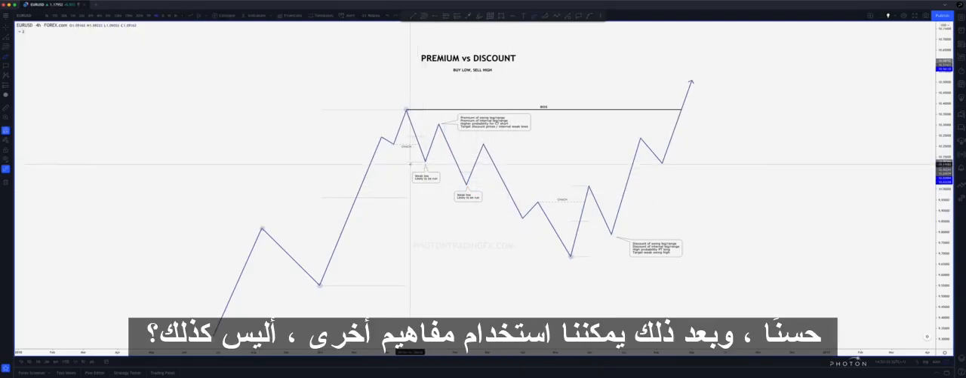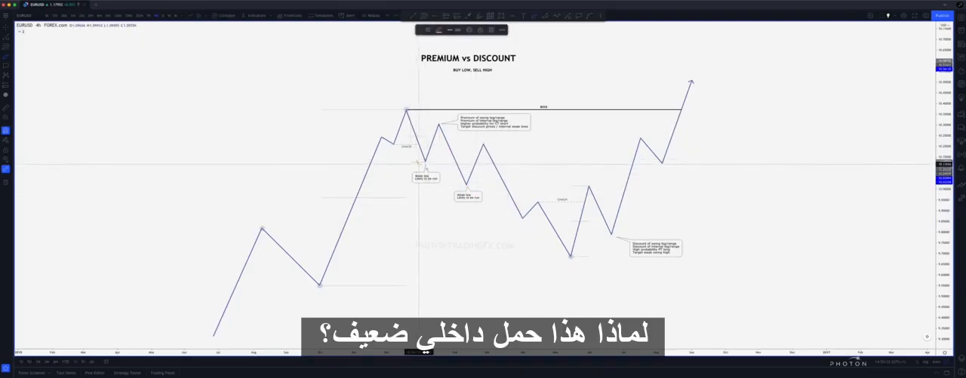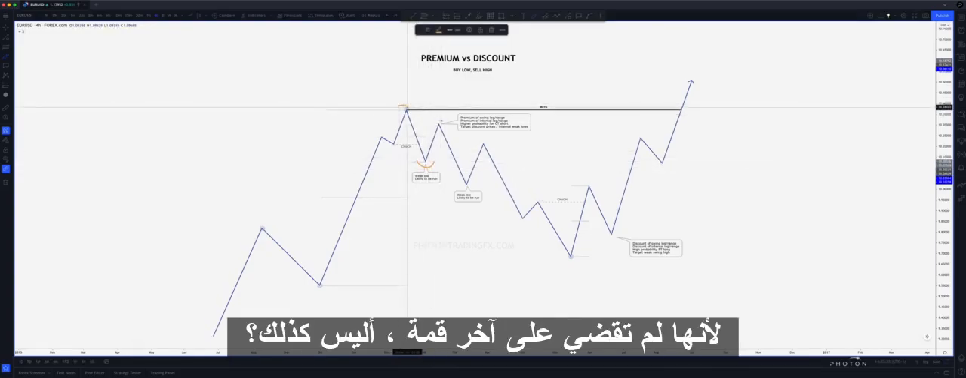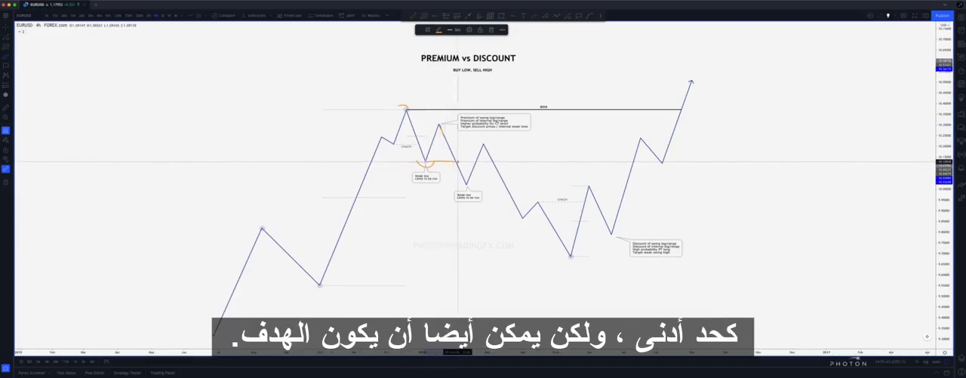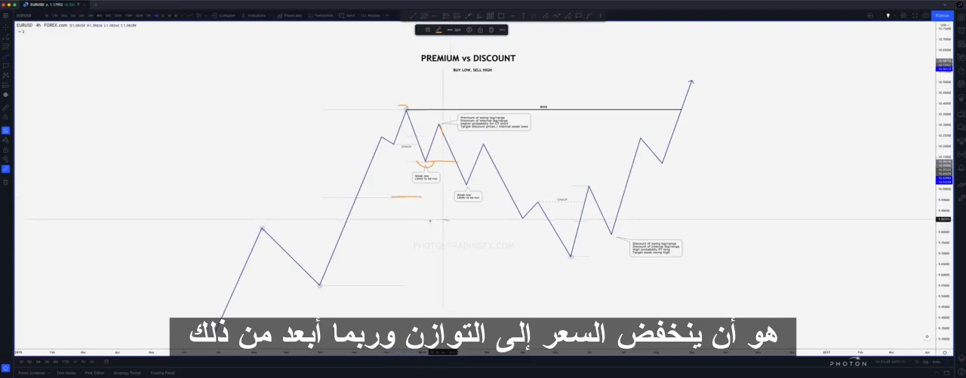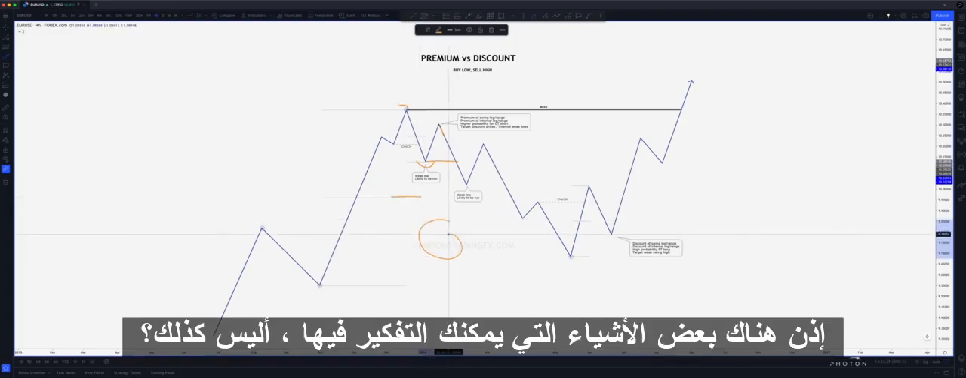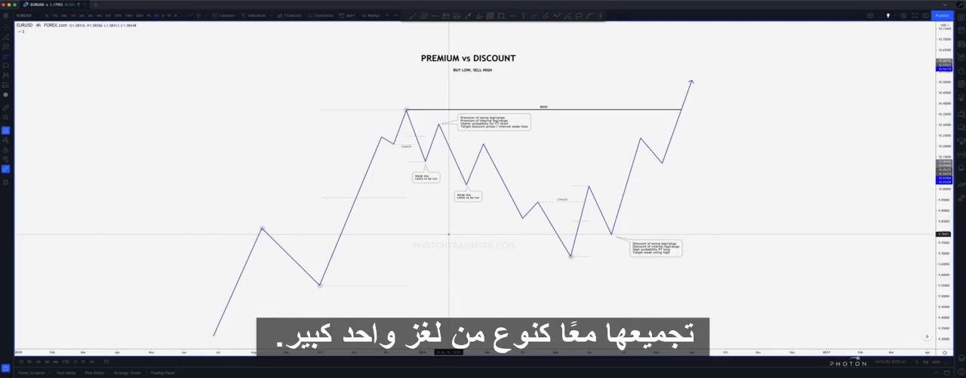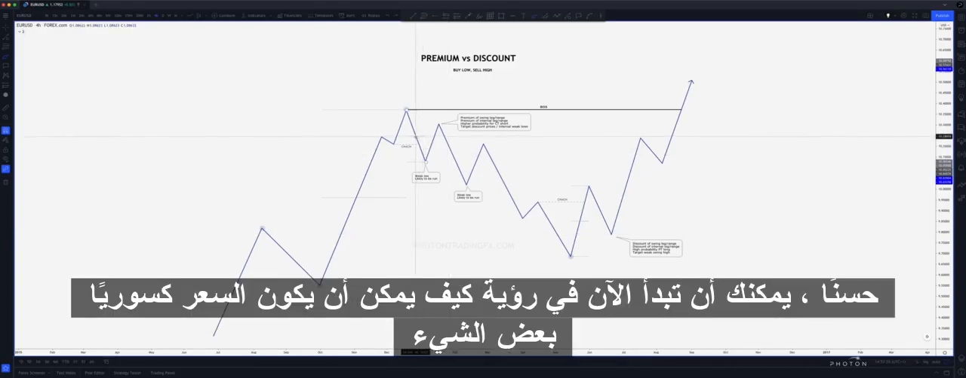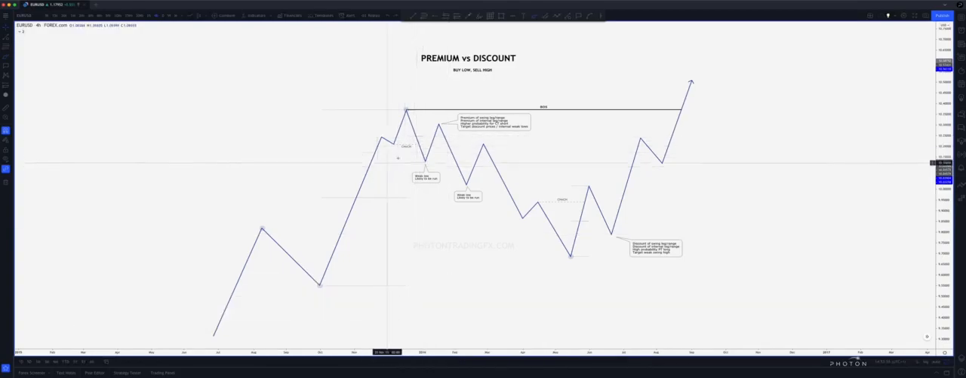And then we can use other concepts, like weak internal lows. Why is this a weak internal low? Because it never took out the last high, right? So if this starts to go down and we're short, that can be our first target at minimum. But what we can also target is for price to come down to the equilibrium and potentially further into the discount, okay? So there's some of the things that you can be thinking about, starting to apply all of those concepts that we know together and piecing them together as one big puzzle, okay? And you can start to see now how price can be a bit fractal here.